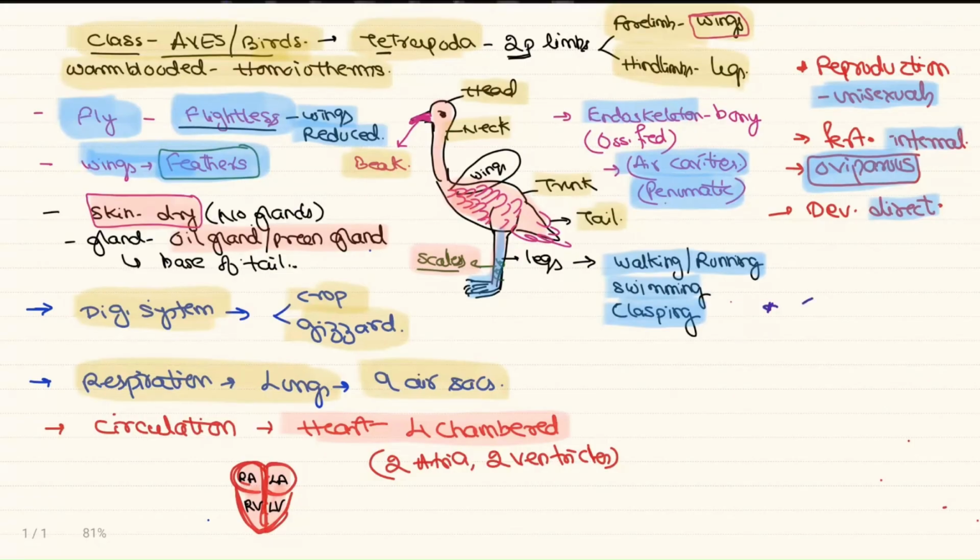So follow your NCERT book for the details of the examples. I am referring a few here. These are Corvus. Corvus is called the crow. Columba. It is not Columbia, it is Columba. Columba is pigeon. Psittacula. Psittacula is the parrot.